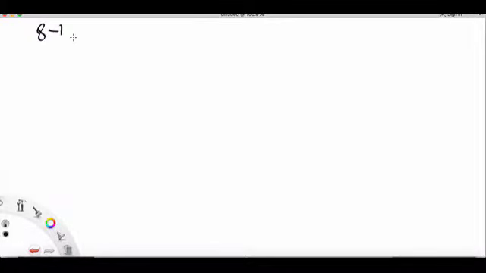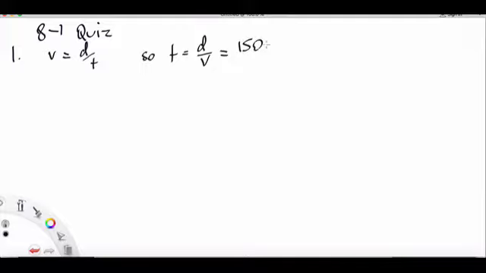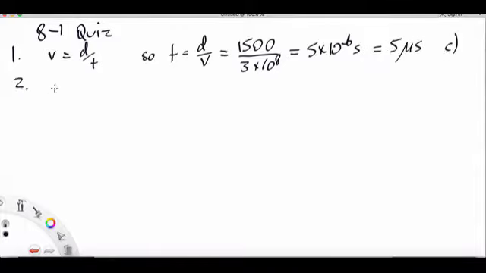These are the solutions to the quiz at the end of lesson 8.1. Now, number 1, Galileo attempts to measure the speed of light. Now, we know that speed is always distance over time for a constant speed, so time is going to be distance over speed. Distance 1,500 metres, speed 3 by 10 to the 8 gives us 5 by 10 to the minus 6 seconds, or 5 microseconds, so that is C.